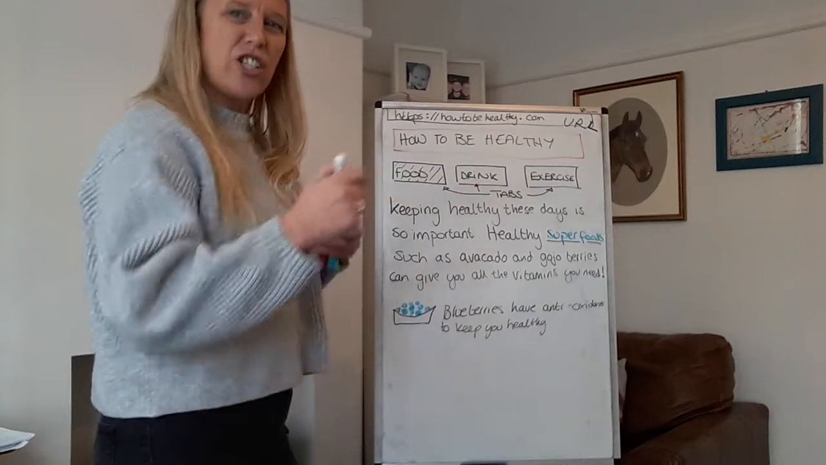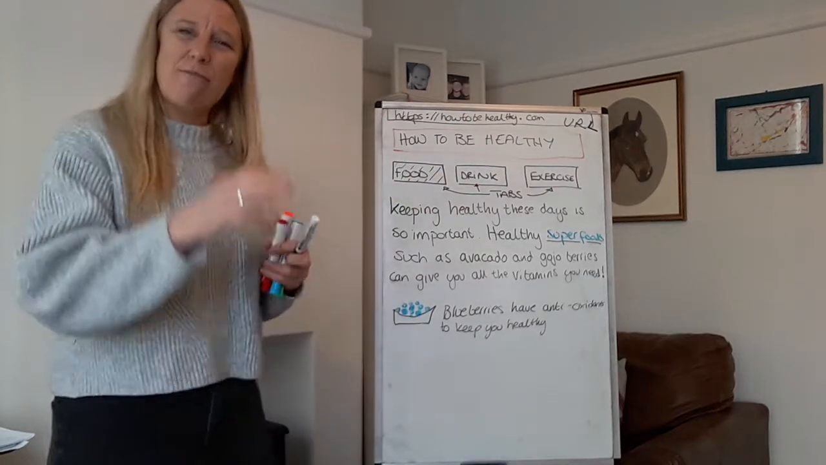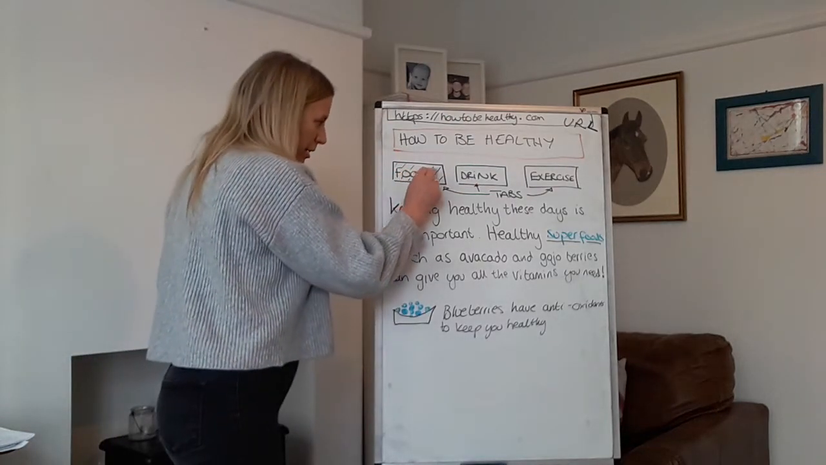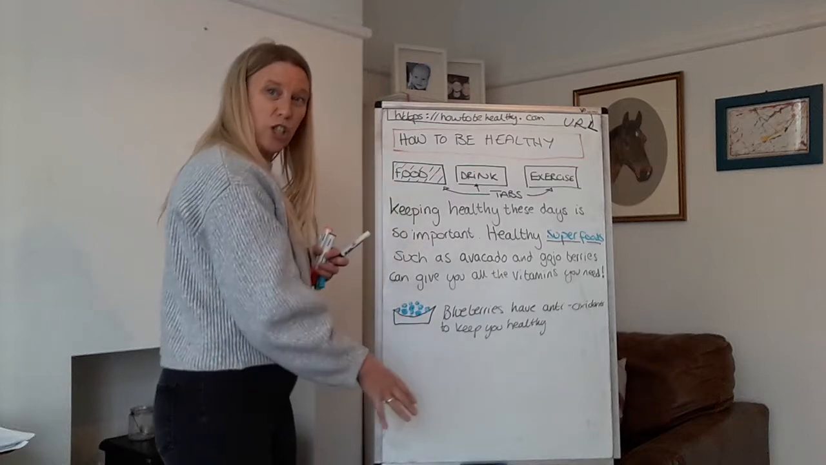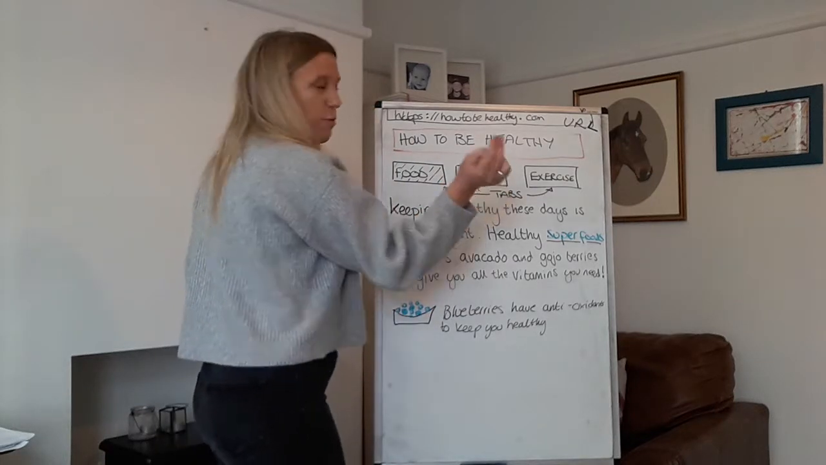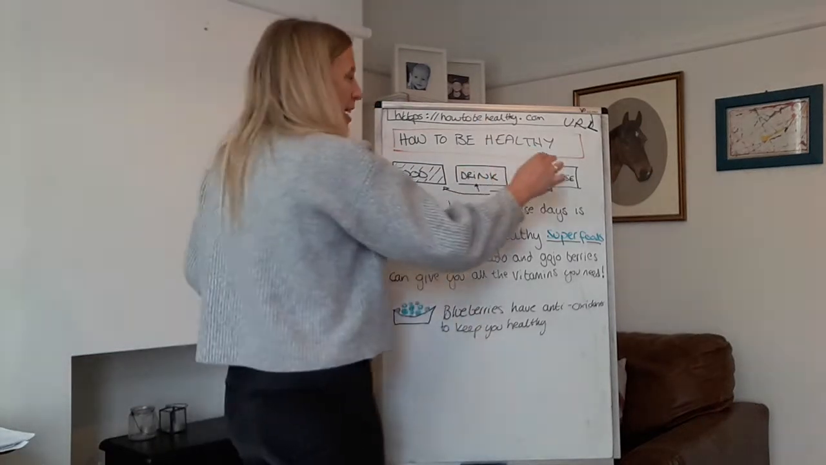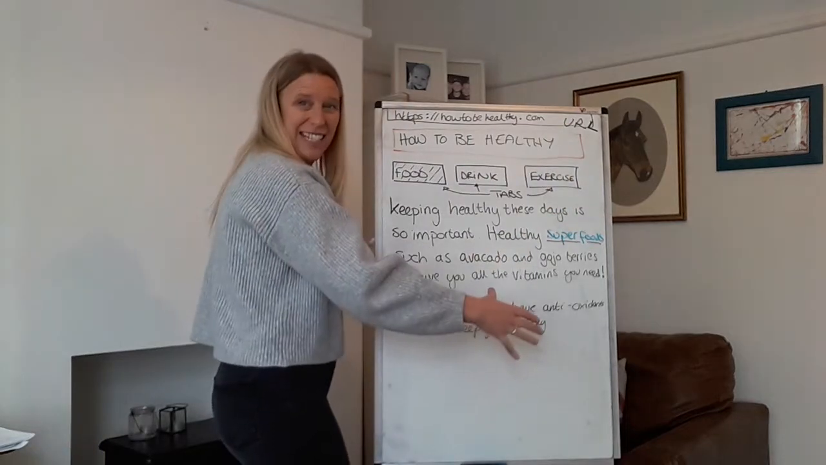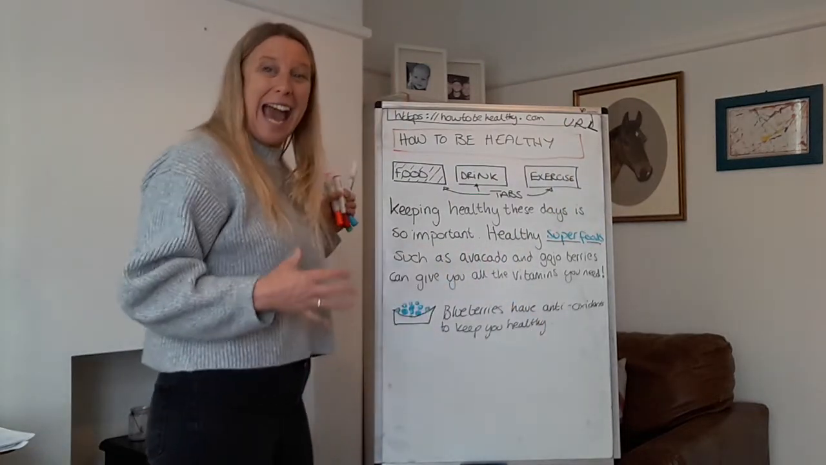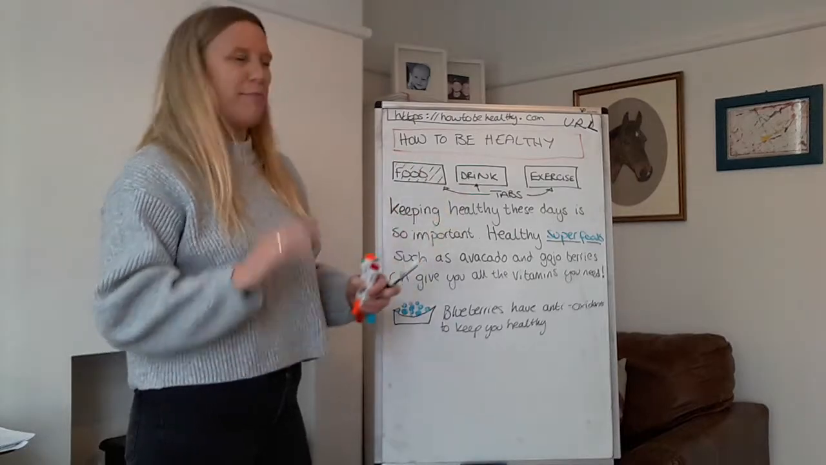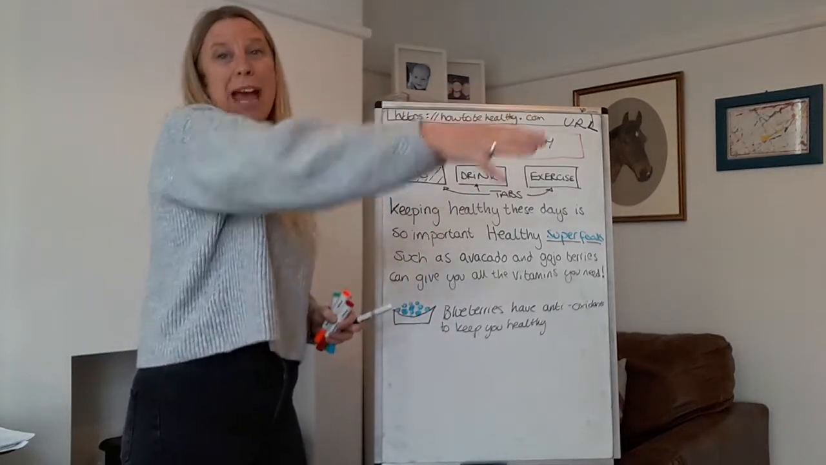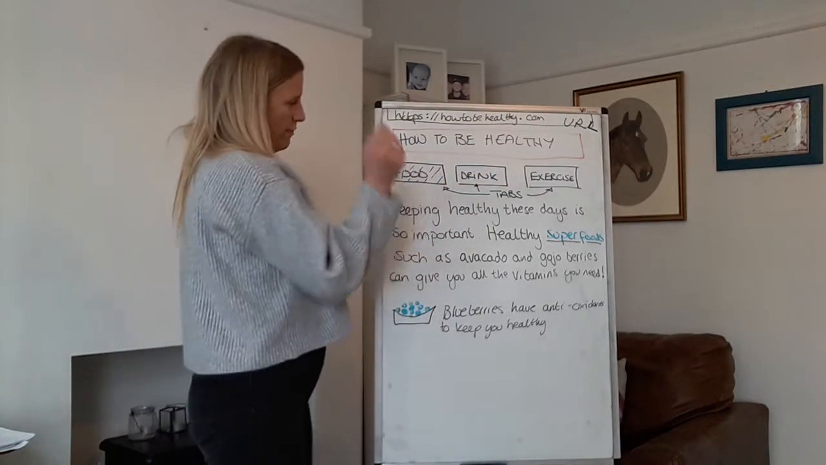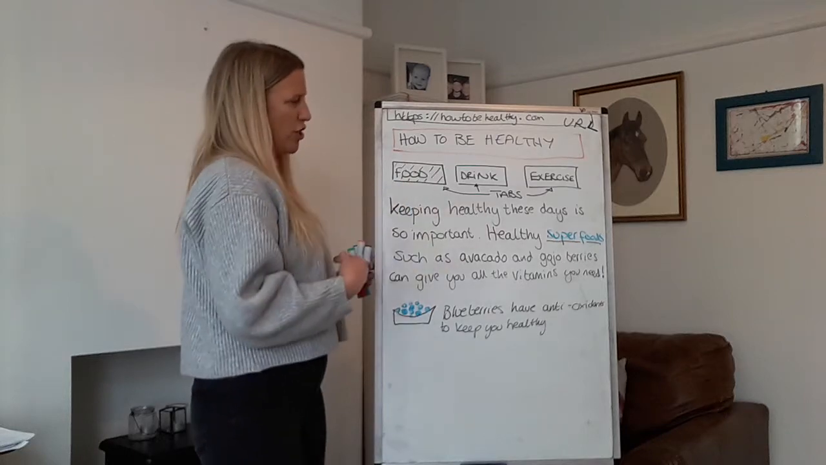Tabs are the different pages on the website. So if you click on this one, it takes you to the food page. Click on this one, it takes you to the drink page. Click on this one, it takes you to the exercise page. So these are called tabs, and you click on them and it takes you to that page. So here I've clicked on the food page and it's taken me to the food page.